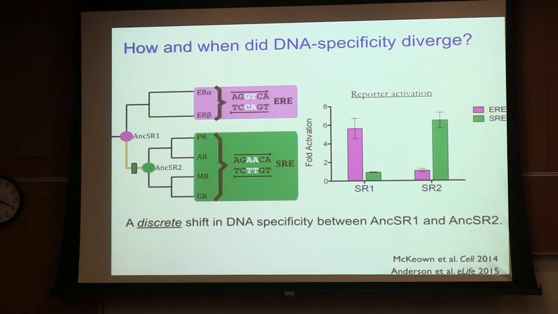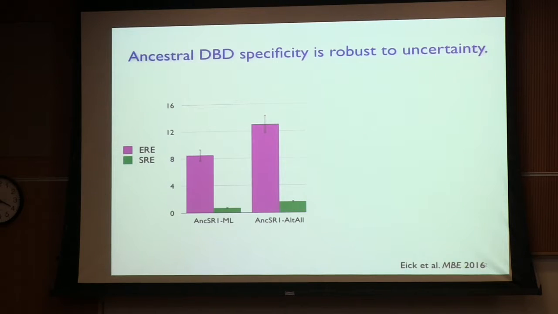So there was a discrete shift in specificity on this one branch. This inference is robust to uncertainty about the precise ancestral sequence. So we created alternate versions of both ancestral proteins that contain all of the plausible alternative amino acids at ambiguously reconstructed sites. They're all thrown in together.